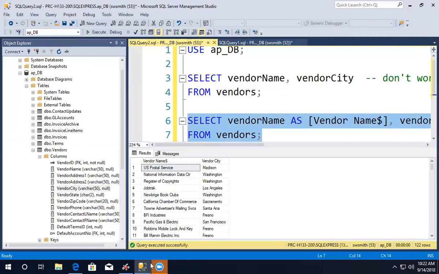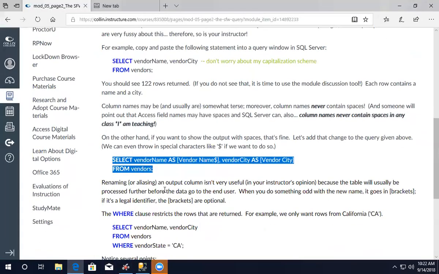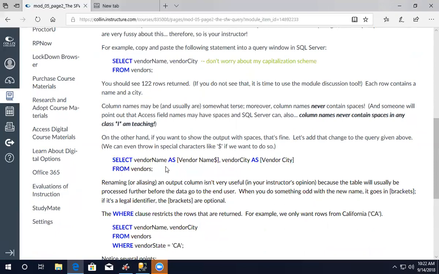Okay, let me go back to this guy. Go ahead. Under select vendor name, is it automatically selecting everything? Right, I haven't told you. No, the select only selects two columns, because that's what I told it. So the question is, does it select everything? No, it selects only the columns that I give it.